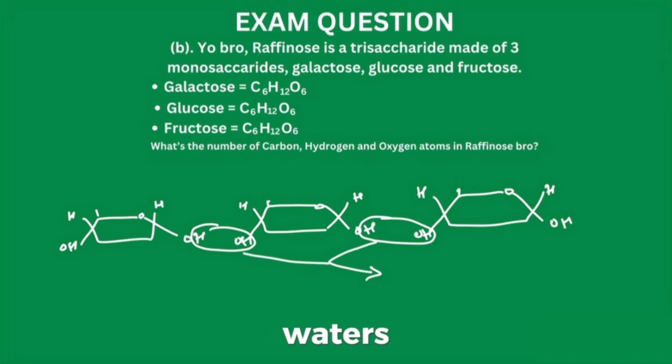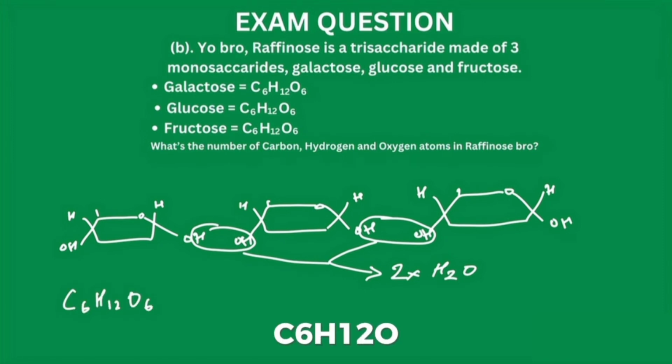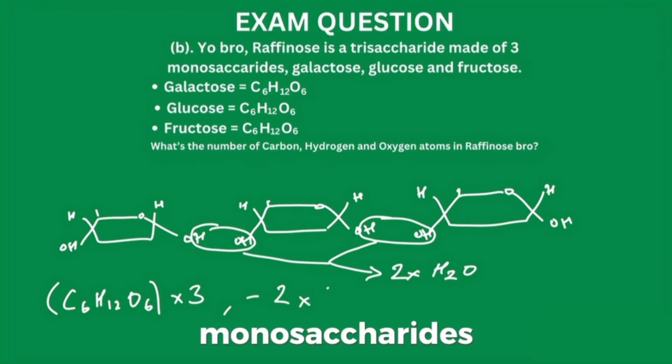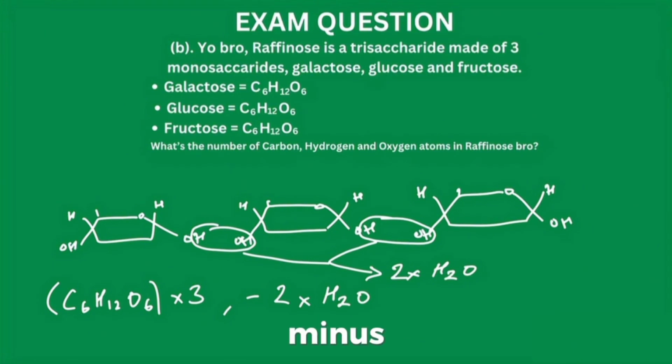And how many waters is this? 2 water molecules. So you can pretty much see what I'm doing here. I just take it away from the added equation. So C6H12O6, I've got 3 of them, so multiply by 3. Then I minus the 2 water molecules that I've just released from combining these 3 monosaccharides together. So minus 2 water molecules.